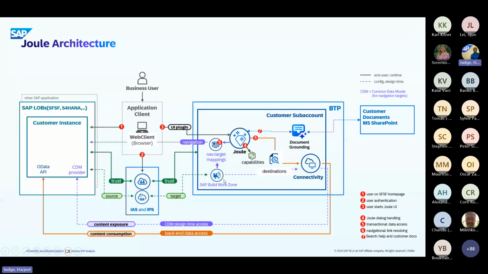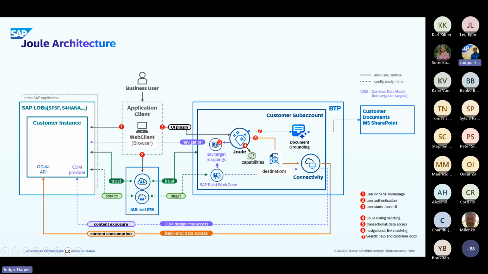That's where, when you type out a question, it gives you a link to navigate to an application inside S/4 or SuccessFactors. That type of capability is made possible by the use of SAP Build Workzone. So the navigational patterns require you to have an instance of SAP Build Workzone inside your BTP subaccount, and Joule will leverage that to surface those navigational features. It also relies on the destinations to be able to talk to the backend S/4 systems and the SuccessFactors systems, and the connectivity service as well.